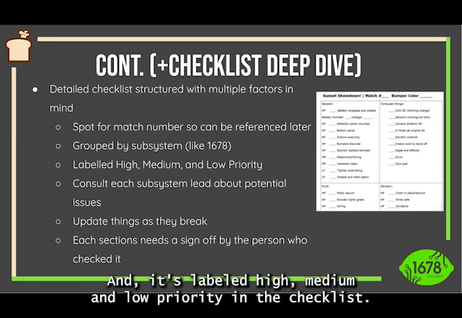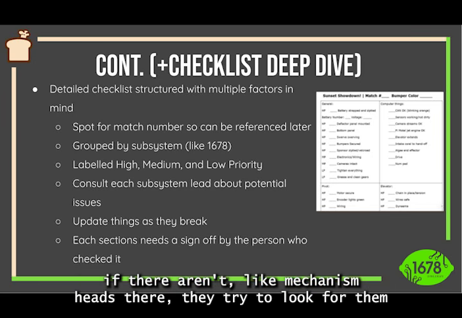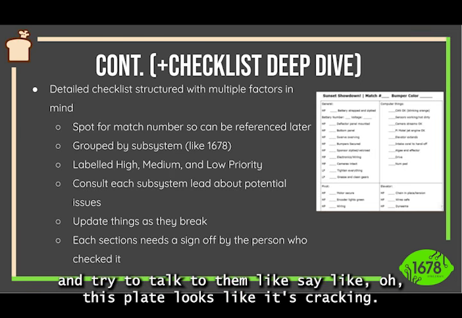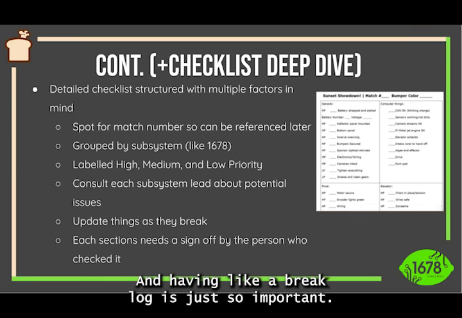It's labeled high, medium, and low priority in the checklist. And if there were any potential breaks that pit crew doesn't know about, like if there aren't mechanism heads there, they try to look for them and talk to them, like, oh, this plate looks like it's cracking, do you think it's going to be an issue? And things like that. Having a break log is so important.